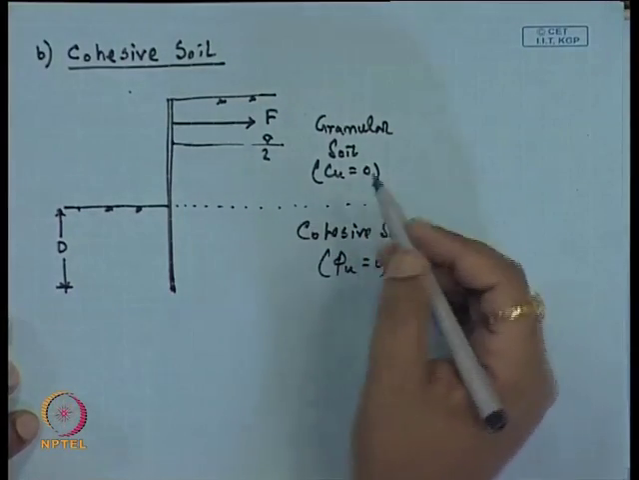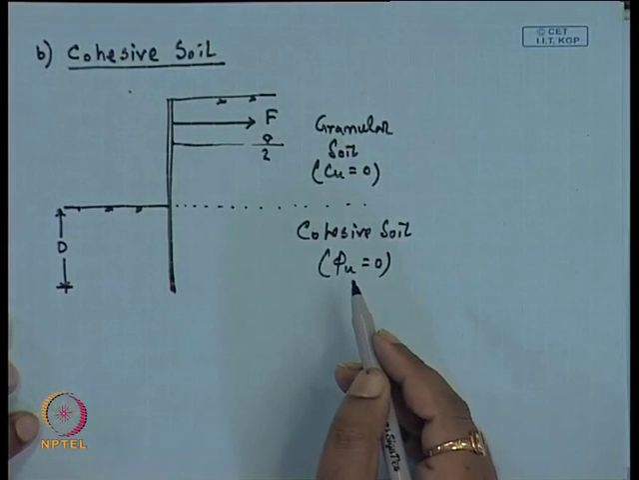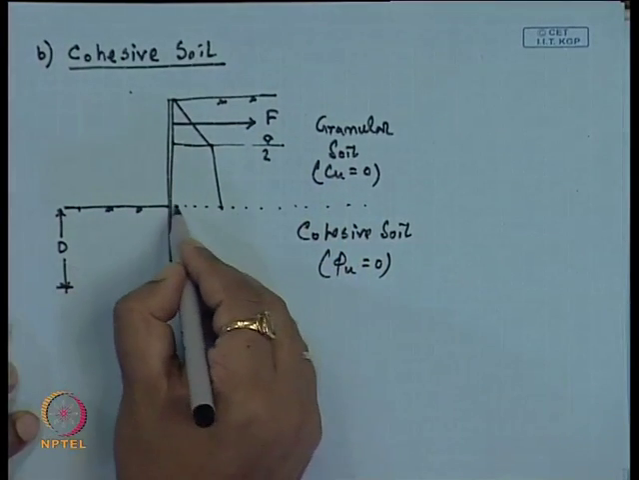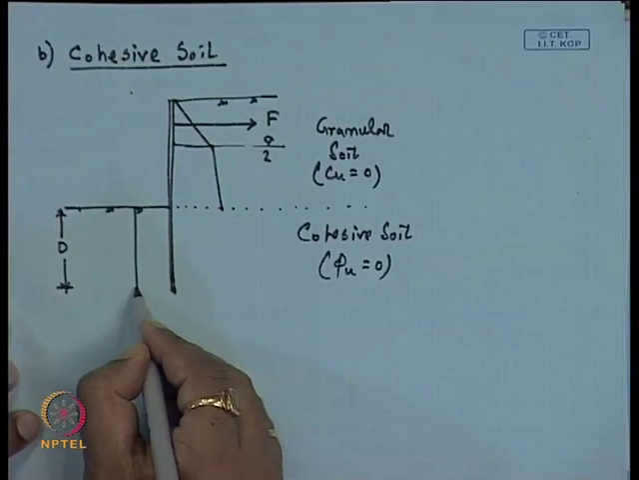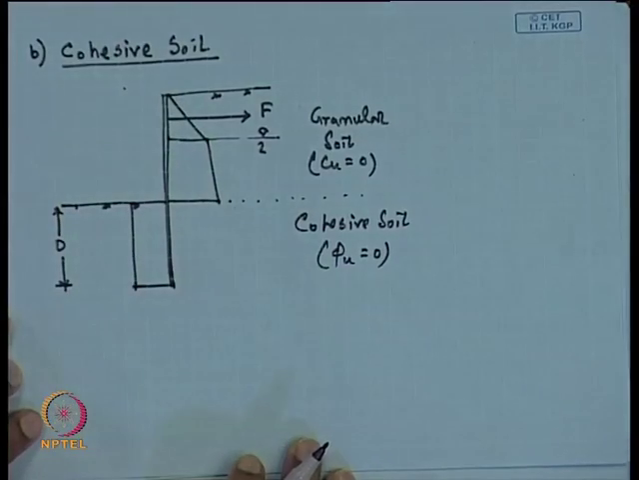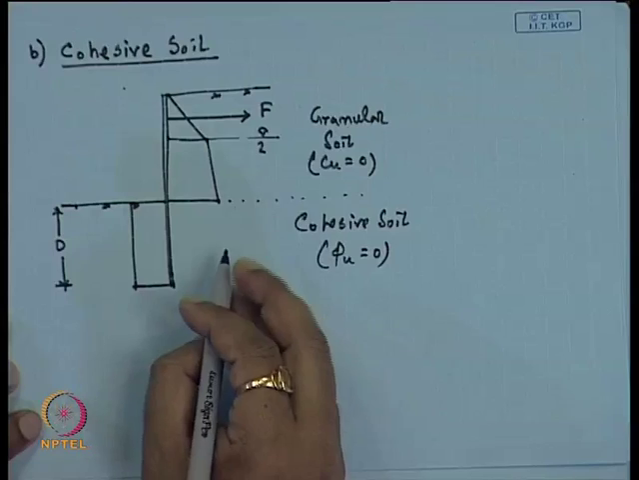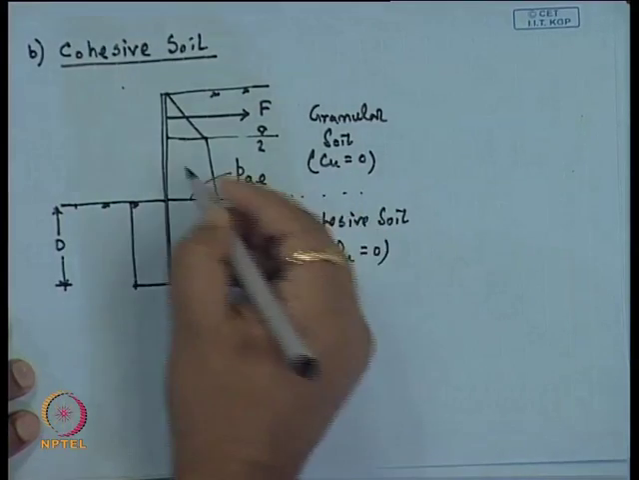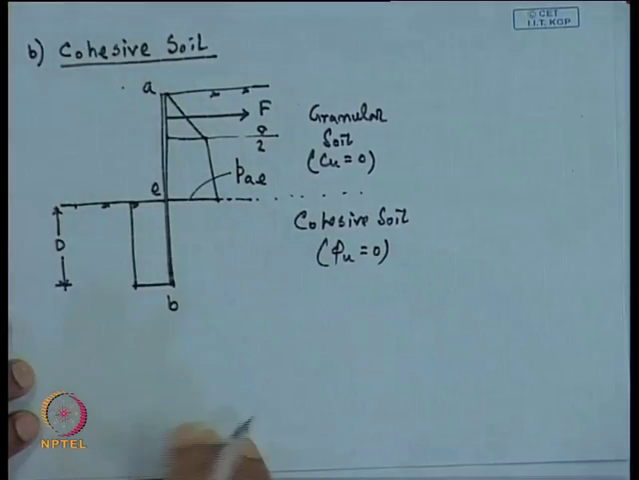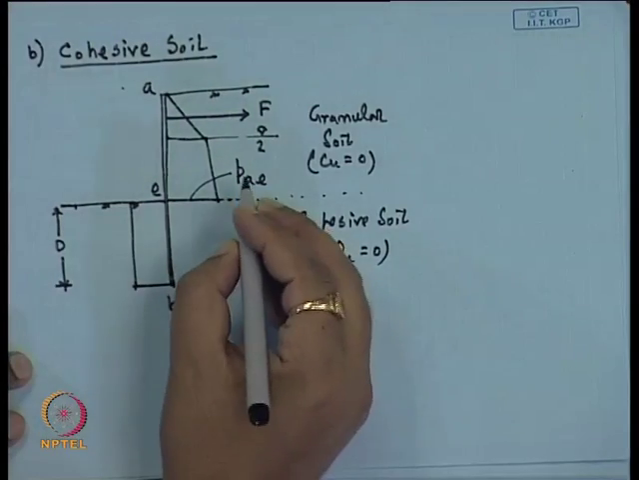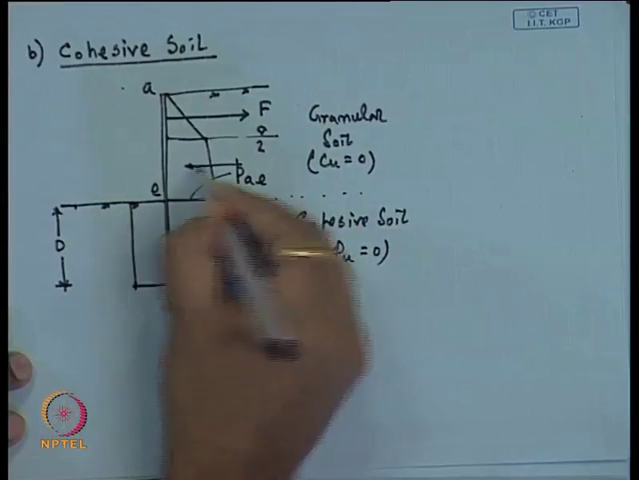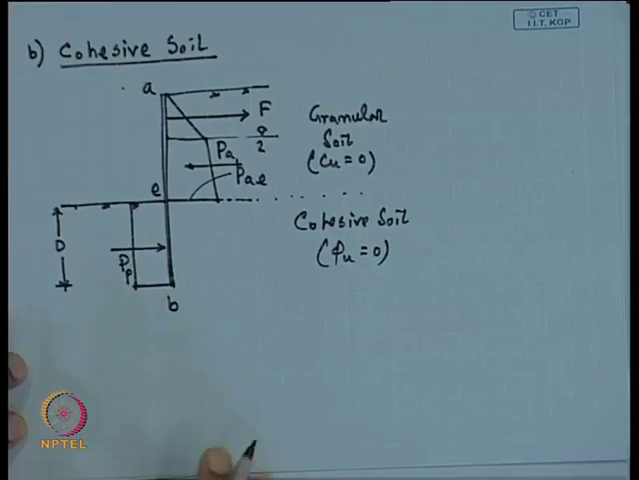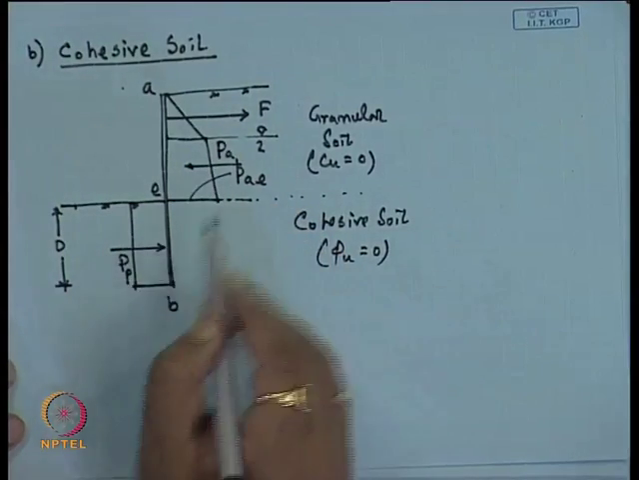Or you can consider both as C-phi soil also, where the pressure distribution diagram will be different. Now we can consider a similar diagram, but for the cohesive soil we will get this type of distribution instead of this triangular one. So, how will we calculate these forces? This is again P active at E level. This is A, this is B, this is E, and here the forces acting are again F, the anchor force, P active and P passive.